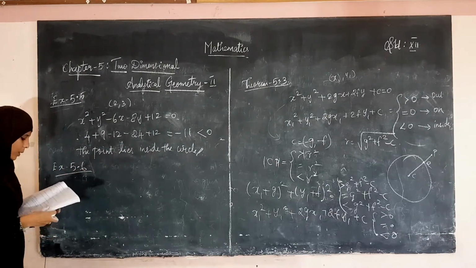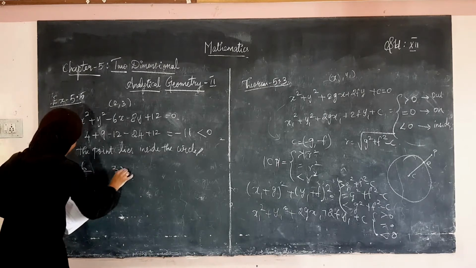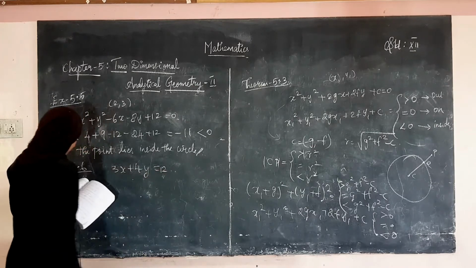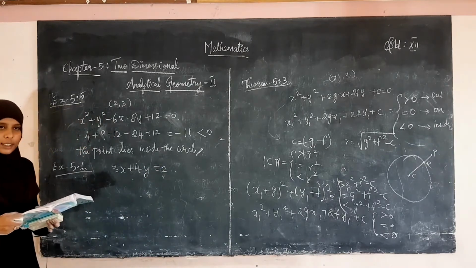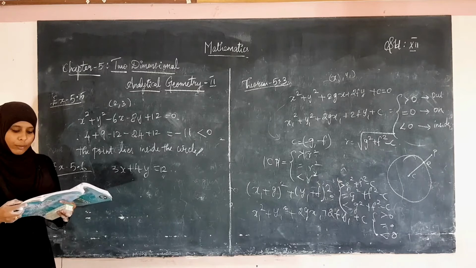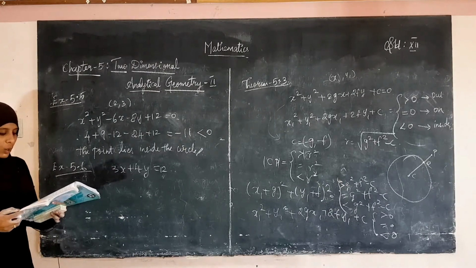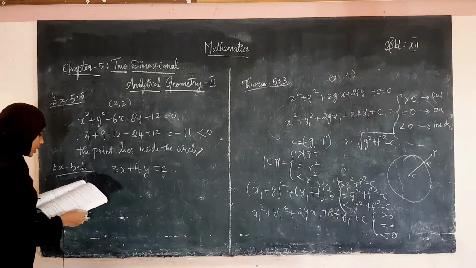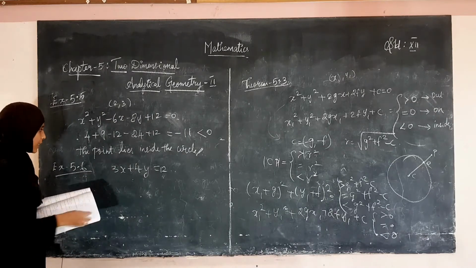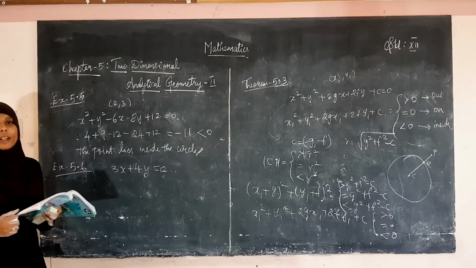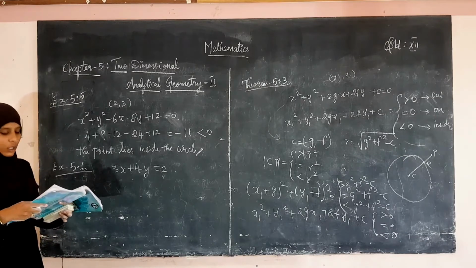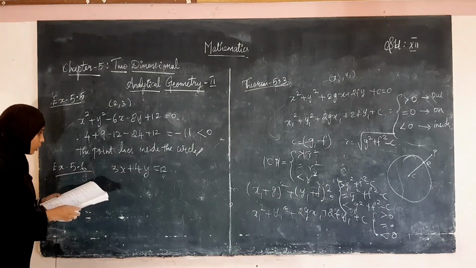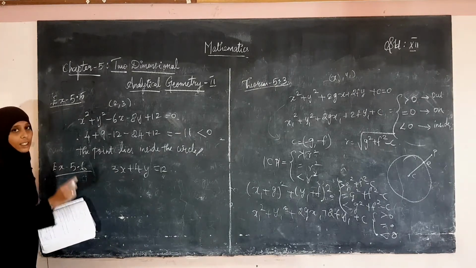Okay, now the next example, example number 5.6. What's the question they have given? The line 3x + 4y = 12 meets the coordinate axes at A and B. Find the equation of the circle drawn on AB as diameter. So this is the line which meets the coordinate axes at A and B. So we have to find the equation of the circle which is drawn keeping AB as diameter. So first we have to find the points.